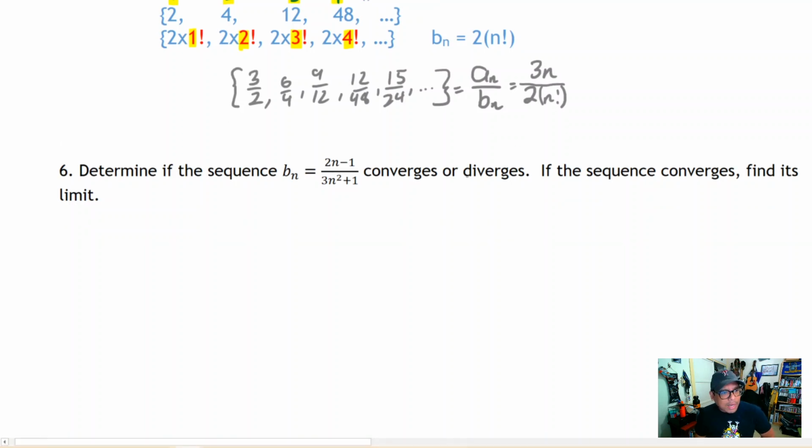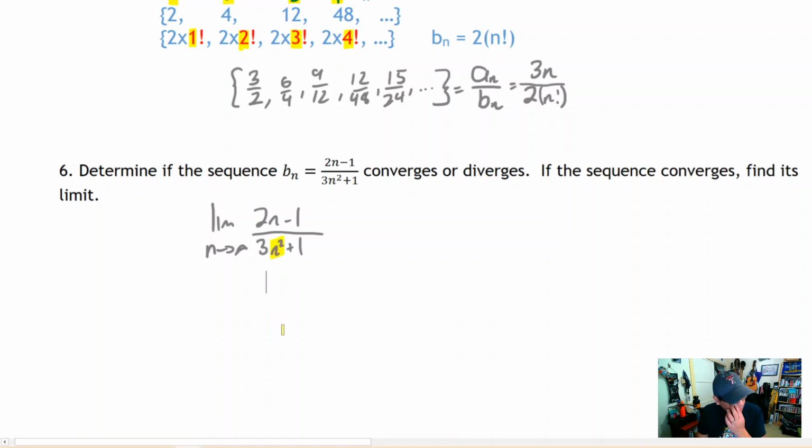I'm looking at Bn and I'm seeing that it's not an alternating sequence, so I'm just going to straight up find the limit. So what is the limit as n approaches infinity of 2n minus 1 over 3n squared plus 1?